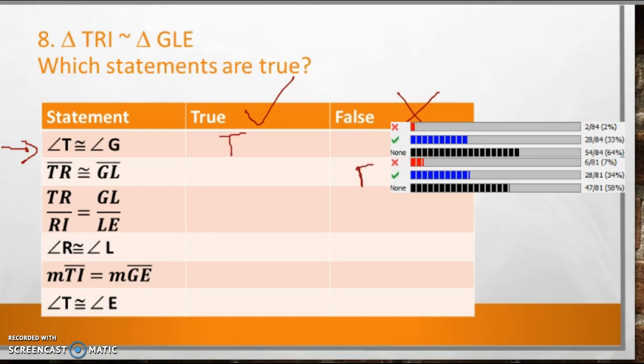Let's see, I should have marked these. This one's true, this one's false. Let me clear out the polls. This one looks interesting. This says that TR over RI is going to be equal to GL over LE. Go ahead and poll in. All right, last chance to get your polls in.